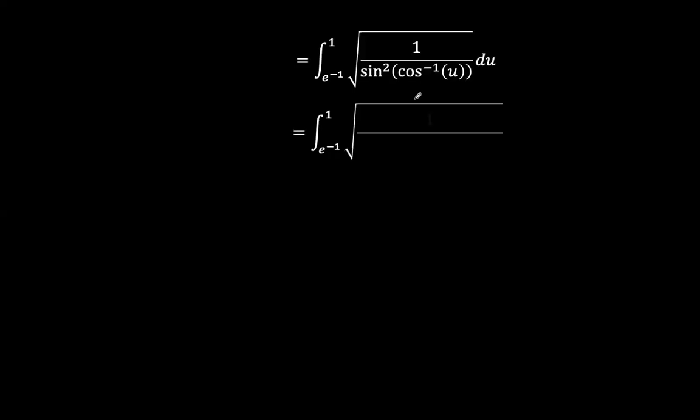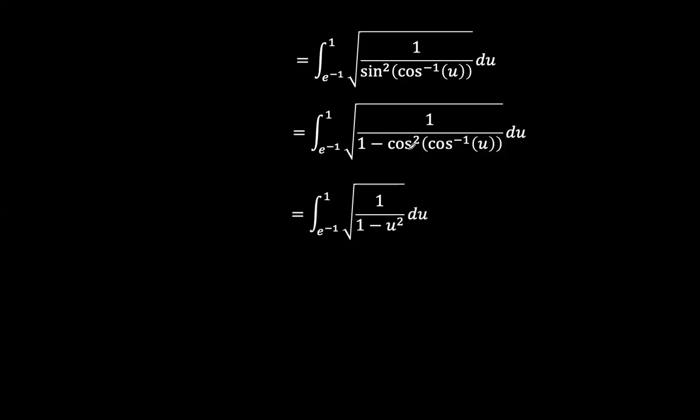Using the same identity, we can now express the sine squared component as 1 minus cosine squared arc cosine of u. And that means that we have now the integral of the square root of 1 over, because this here is the same as u squared, so cosine arc cosine u times cosine arc cosine of u, which is just u squared. And so the square root of 1 up there, we have 1 over the square root of 1 minus u squared.